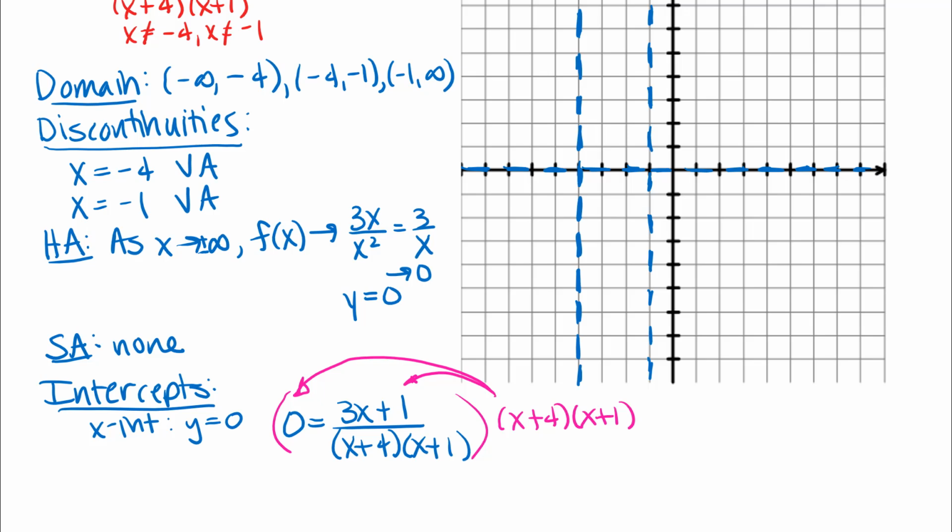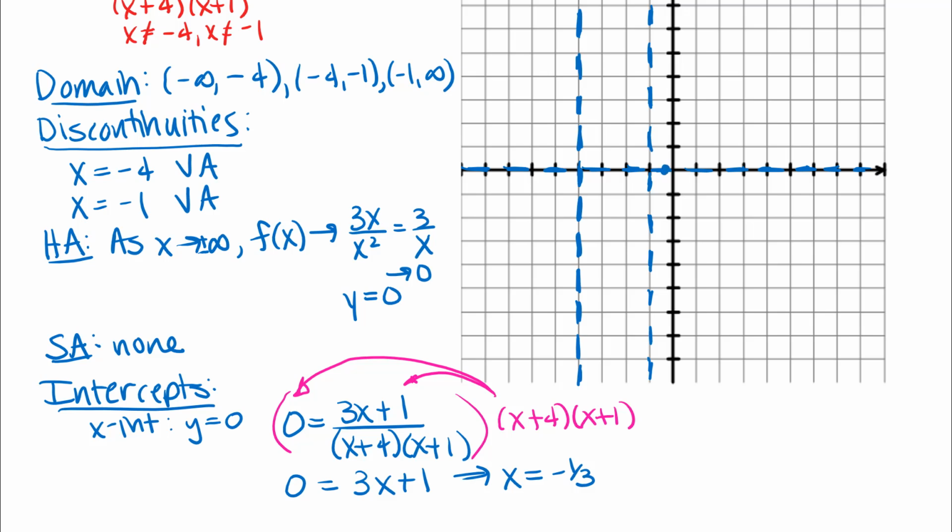So conveniently though, when I multiply on the left side, 0 times whatever is still going to be 0. And then on the right side, when I multiply that fraction with the denominator of x plus 4 times x plus 1, multiply that times x plus 4 times x plus 1, the x plus 4 and x plus 1 cancel, and I'm just left with 3x plus 1. All right, so from there, I can pretty easily solve for x. I'll subtract 1 from both sides and divide through by 3, so that will give me x equals negative 1/3. I have an x-intercept at y equals 0, x equals negative 1/3.